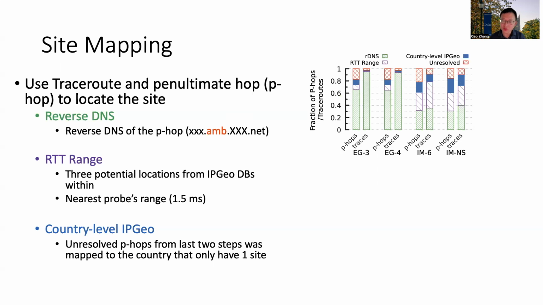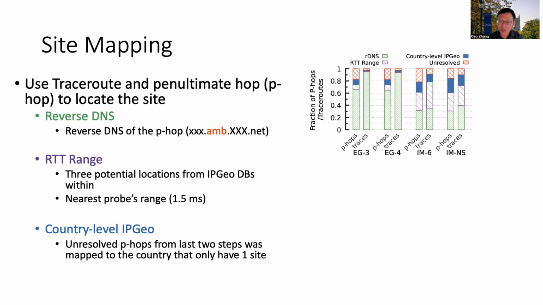Besides these edge routers, we still have some other penultimate hops that cannot be resolved. This usually happens when the penultimate hop belongs to its peering ASes or IXPs. In this case, we cross-check the nearest probe's location, which goes through the same penultimate hop, with the potential locations from three different IP-geo databases. If one of the IP-geo databases' results falls into the nearby probe's round-trip time range, we use the IP-geo's result. If the above two steps still cannot resolve the site's location, we use the country-level IP-geo result.